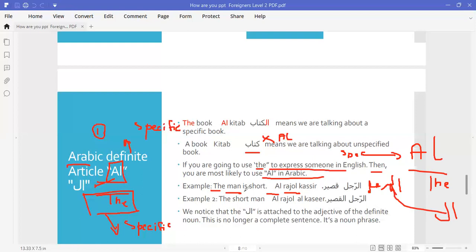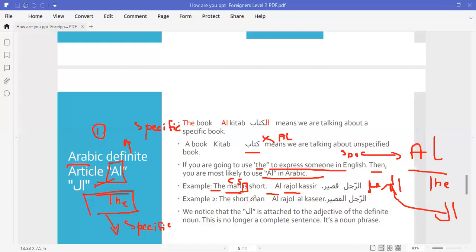The man is short. What if I replace this sentence and say "the short man"? Is it here a complete sentence? No. When you say "the man is short", I used a linking verb. I have a verb in the sentence, linking the man and short, the noun and the adjective. But here I didn't use any verb, so this is not a complete sentence. It's a noun phrase: the short man.